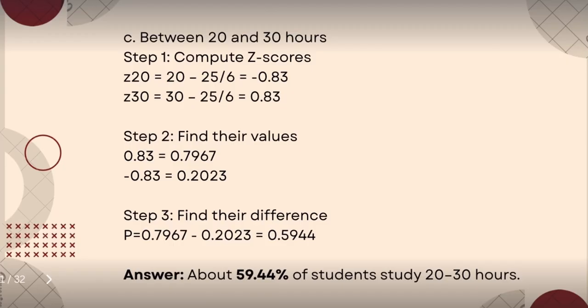Ayun, I hope may natutunan tayong lahat for today's lesson. And I hope magamit natin ang normal distribution sa mga real-life problems dahil ang mga lessons sa math is talagang na-apply natin hindi lang in a mathematical context, maging sa lahat ng bagay at sa mga sitwasyon.